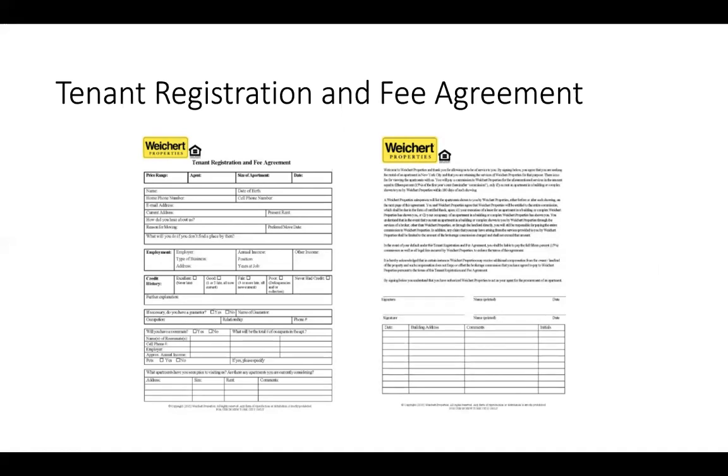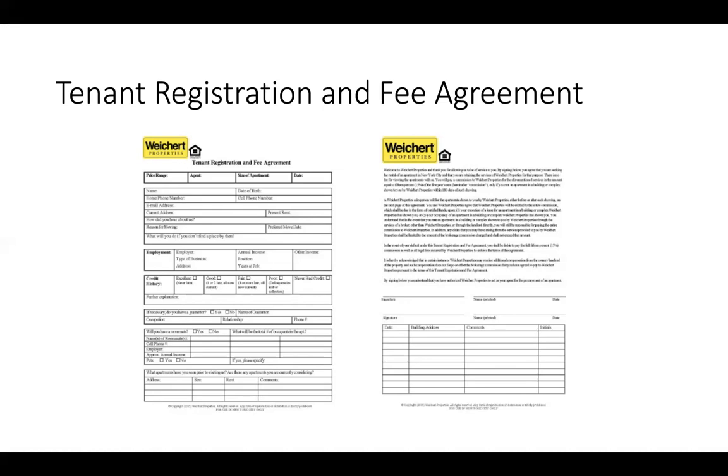The first one is the tenant registration and fee agreement, right? And this does 2 things. Number 1, the front page helps you get all the information from the customer that you're working with, and when they're looking to move, right? What they do, what their income is. Again, if they have roommates, to get all the contact information about everyone. You also ask them if they've seen any properties in advance. And the reason that we ask this is so you're not showing them stuff that they've already seen, right?